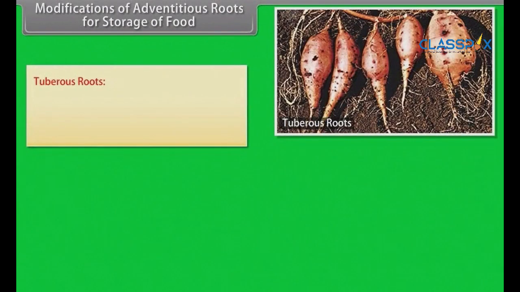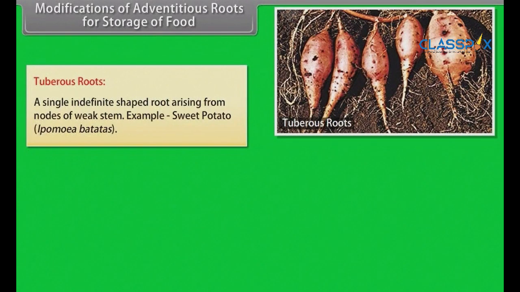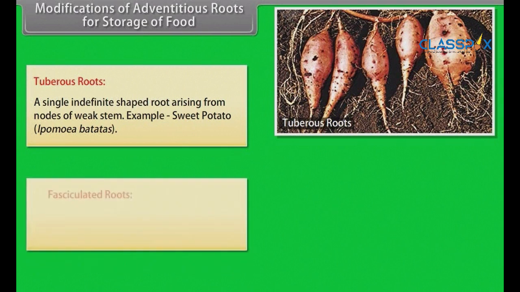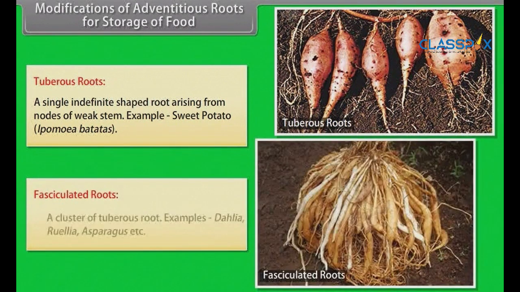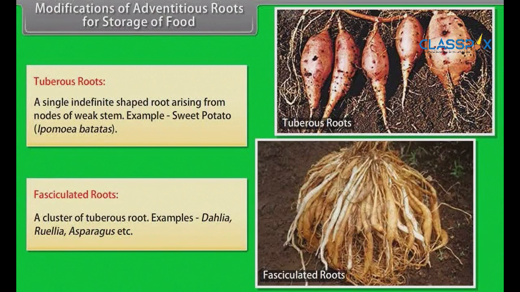Tuberous roots: a single indefinite-shaped root arising from nodes of weak stem. Example, sweet potato. Fasciculated roots: a cluster of tuberous roots. Examples, dahlia, Asparagus, etc.